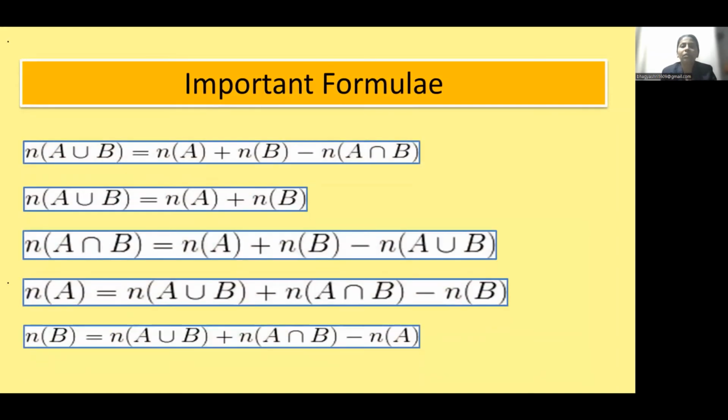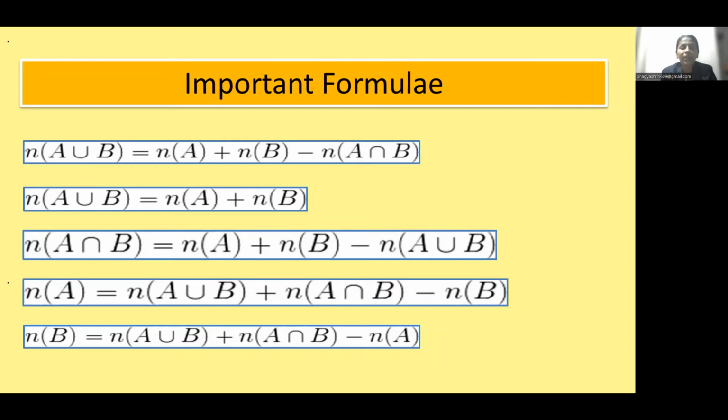Then there are some important formulae related with cardinality of the union and intersection of sets. Cardinality means the number of elements of a set. The main law is n of A union B is equal to n of A plus n of B minus n of A intersection B. Then if A and B are disjoint sets, their intersection is the empty set and n of A intersection B is 0. So if A and B are disjoint sets, n of A union B is equal to n of A plus n of B.